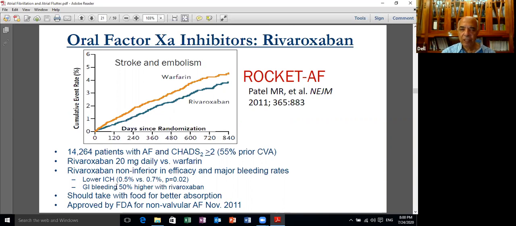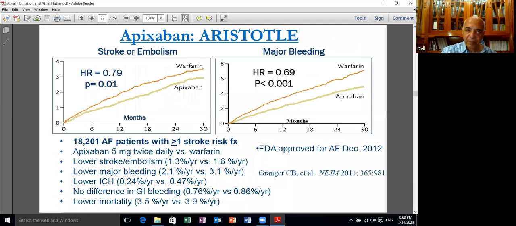We see many patients are not taking it, and since we don't have a laboratory test, we don't know whether they are anticoagulated or not anticoagulated. All of these drugs have a half-life of 12 hours. That's relatively short compared to warfarin. So if the patient misses one dose, he is at risk of thromboembolism.